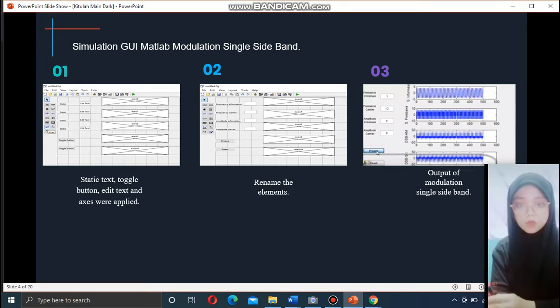For the static texts, we rename them as frequency information, frequency carrier, then amplitude information, and also amplitude carrier. For the toggle buttons, we rename them as process and also reset. Next is the edit text. We leave it blank because we need to put in the value for the input. Then after that, the output of the single sideband will come out. We can see the output of the SSB, right?